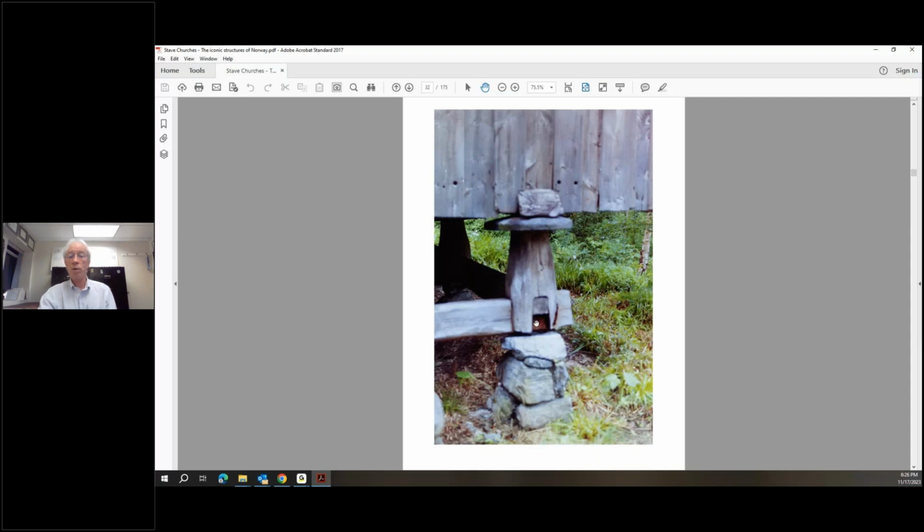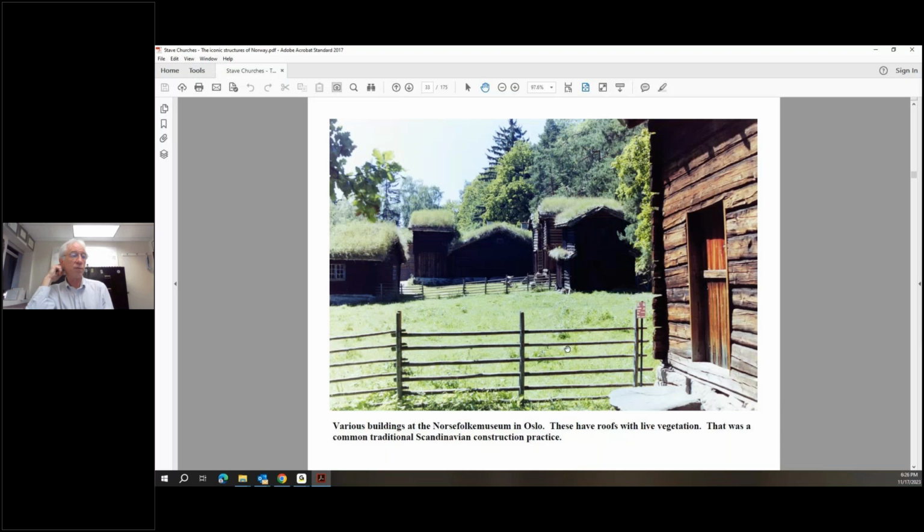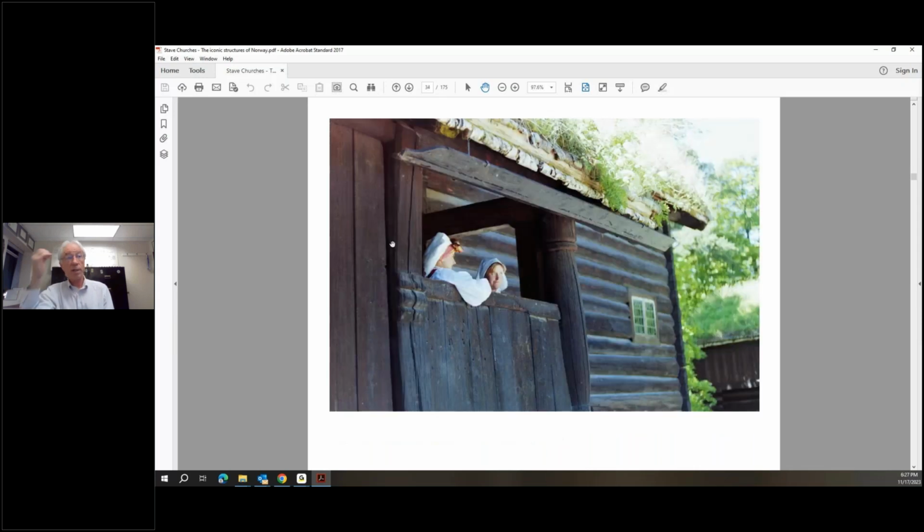All right, these are more buildings in that Norsk Folkemuseum in Oslo, and you'll see something that has become a little bit more common today in the U.S., a living roof that's been used in Norway and the other Scandinavian countries for centuries. And the waterproofing material used originally was birch bark. Here you can see it kind of exposed at the eave.